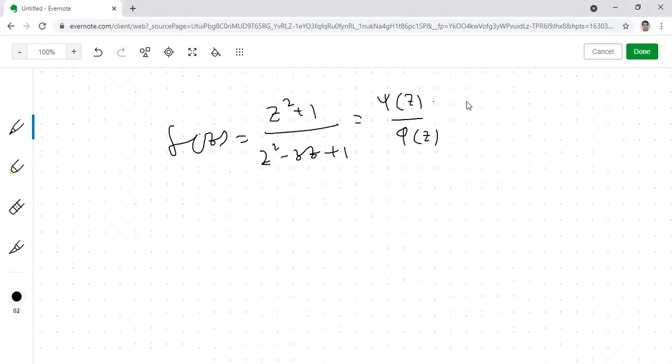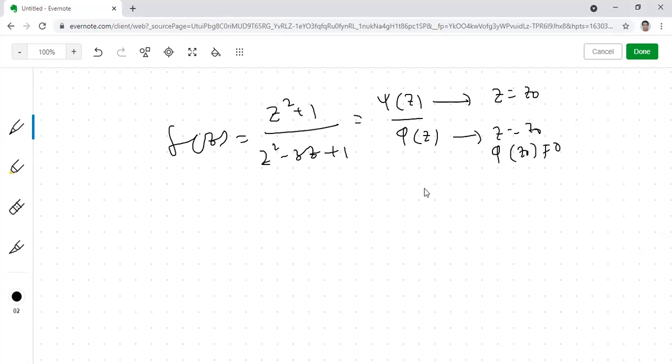The quotient function will be continuous if psi is continuous at the point z equals z0, and phi is continuous at z equals z0. Moreover, phi of z0 should not be equal to 0. This is the criteria. The given region is mod z equals 2, which means the center is at 0, 0 and the radius is 2 units. This function is continuous everywhere.